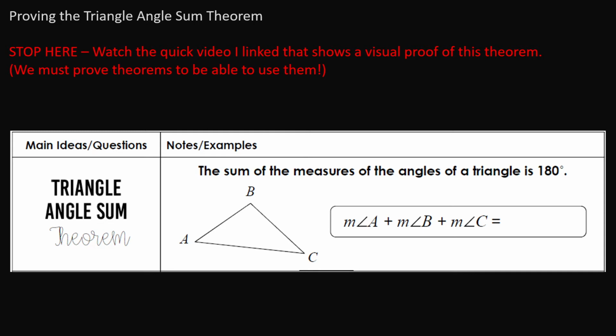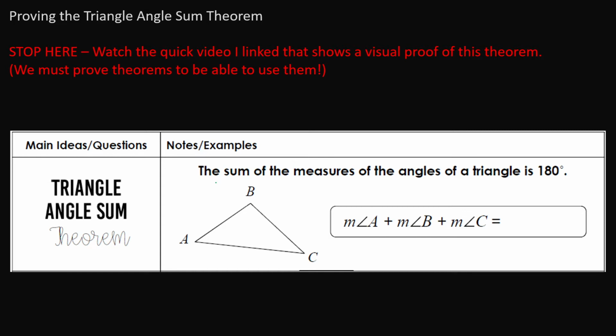Before we move any further, I want you to stop here. What I've done is I've linked an additional video. It's a really short video that explains and proves the triangle angle sum theorem well, just using visuals. And it talks about how the sum of the measures of the angles of any triangle is 180 degrees. So please watch that proof. Take a second. And once you're back, we can fill in our notes.